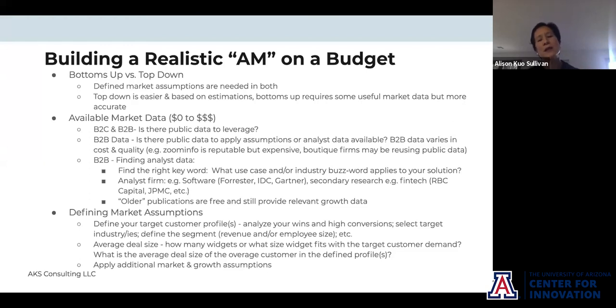The other aspect is to understand what your average deal size is. So how many widgets, or what size widget, fits with your target customer demand. And from that average deal size, coupled with how you size out, let's say you've now identified what your target customer profile is, and what percentage of that total market is your target profile, then you apply your average deal size, and from that you can start to understand what your addressable market is. So that is essentially two really important aspects of calculating a realistic TAM.